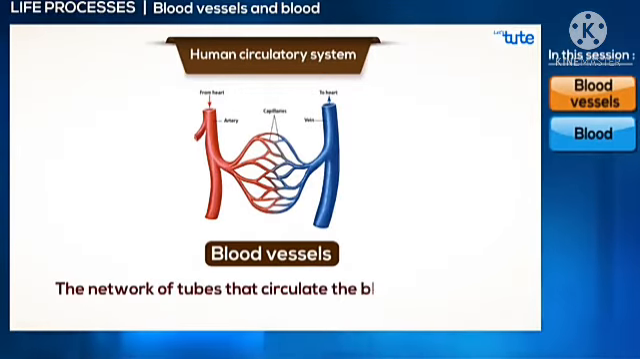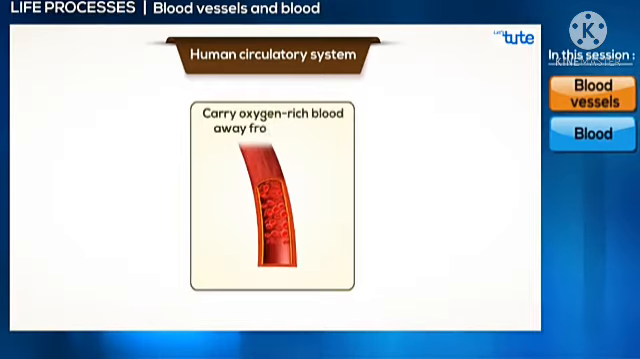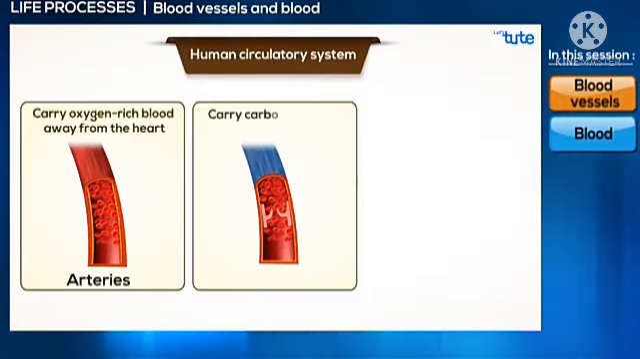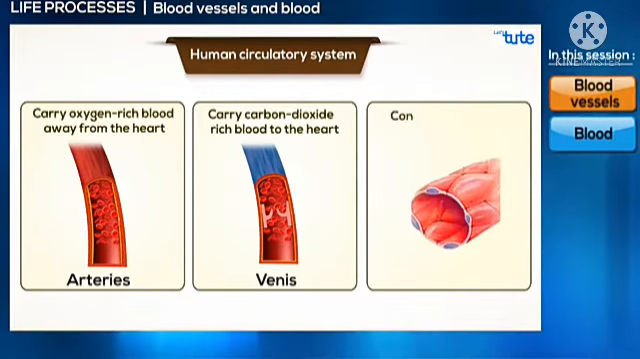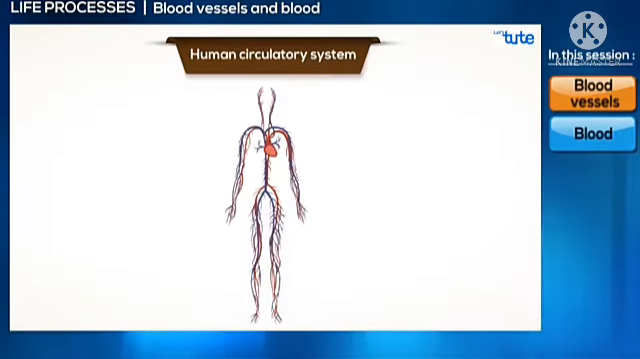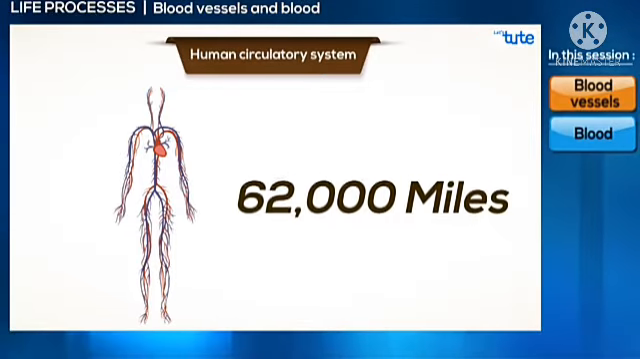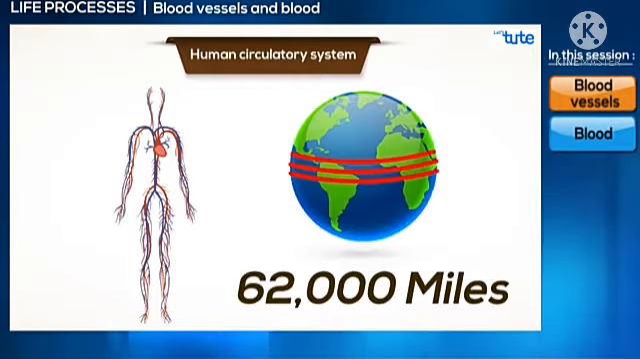Next is the blood vessels. These are a network of tubes that circulate the blood throughout the body. Vessels that carry oxygenated blood away from the heart are called arteries, while those that carry deoxygenated blood to the heart are called veins. Capillaries connect both the arteries and veins together. If the blood vessels are stretched, they will run up to about 62,000 miles. That's about circling the earth 3 times.